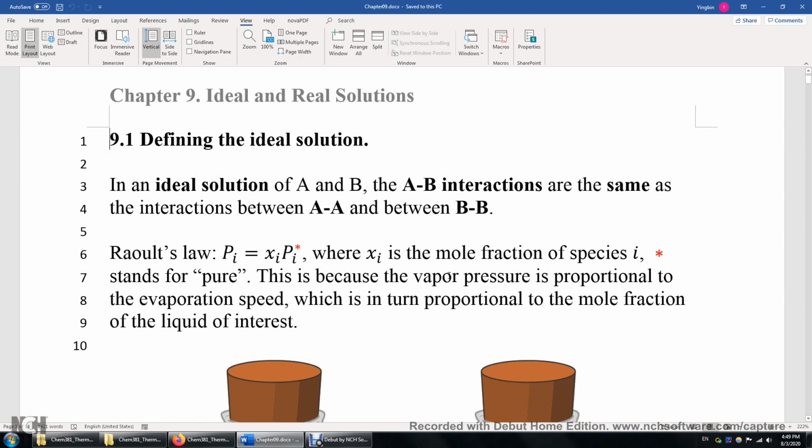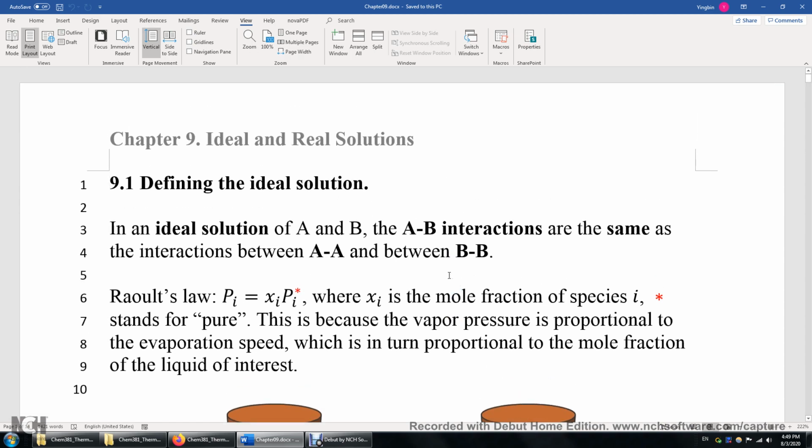Raoult's law. In an ideal solution, we can easily calculate the vapor pressure of each component. For example, the vapor pressure of component I in a solution is the mole fraction of that component I multiplied by the vapor pressure of pure I.